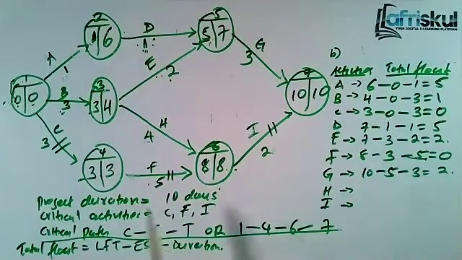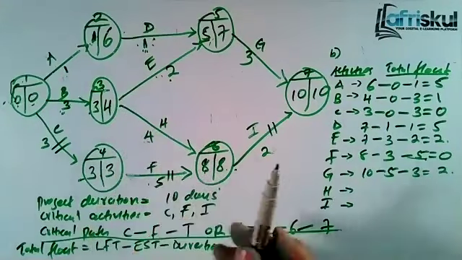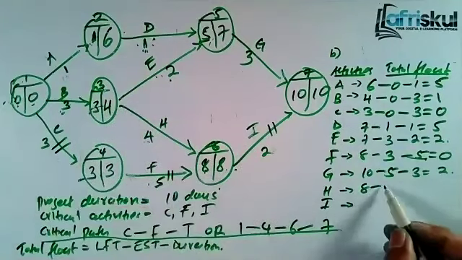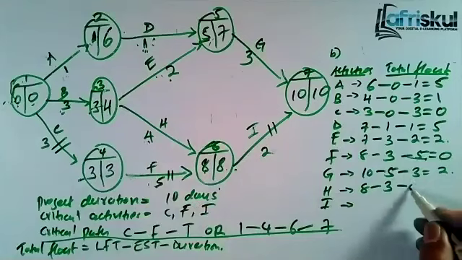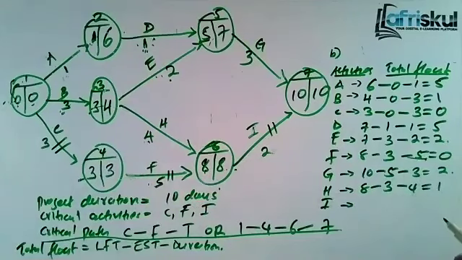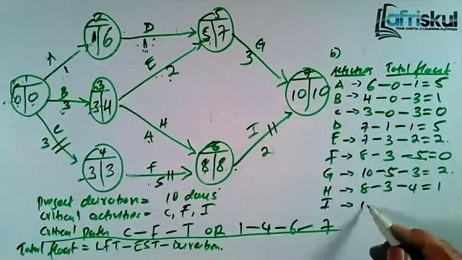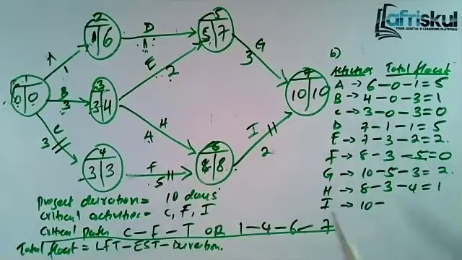H, here we have H. H will be 8 minus 3, and the duration was 4, and you will get 1. Lastly, we have I, 10 minus 8 minus 2, and you'll get what? 0. There is something we said, that the total float for critical activities is always equal to 0.